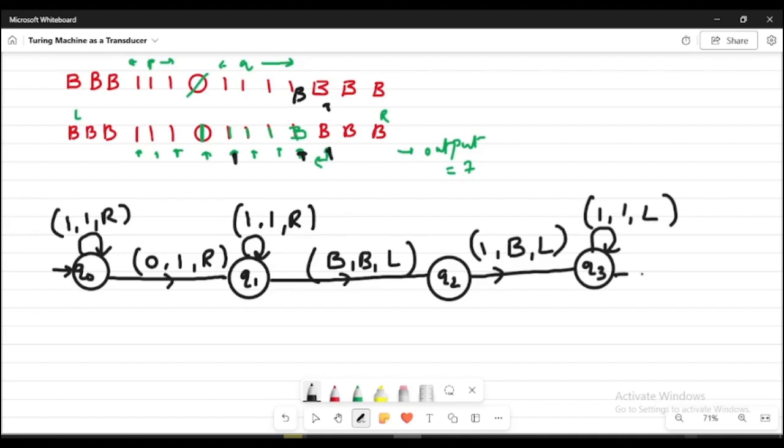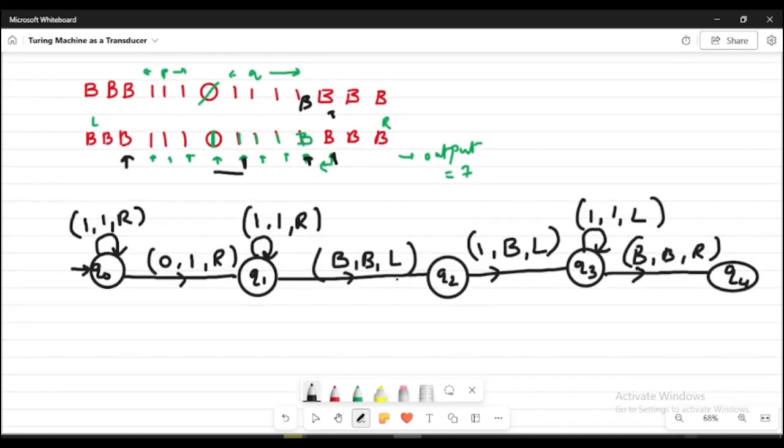Then after that, you will suddenly hit the blank when you are moving in the left direction. Whenever you hit the blank, just turn right and stop there. So this is the Turing machine which we have constructed.